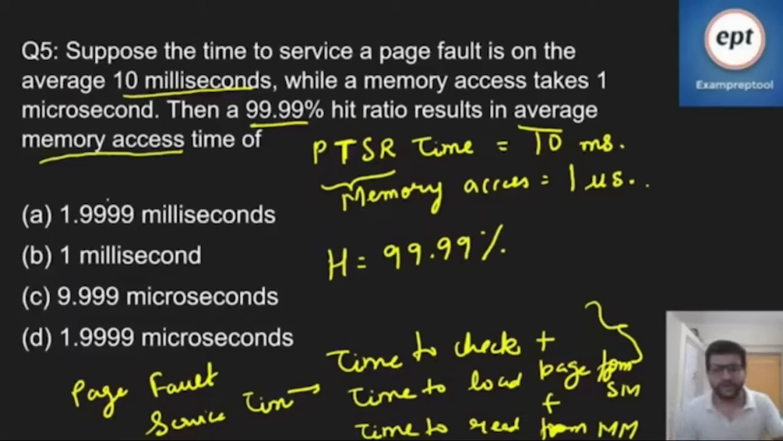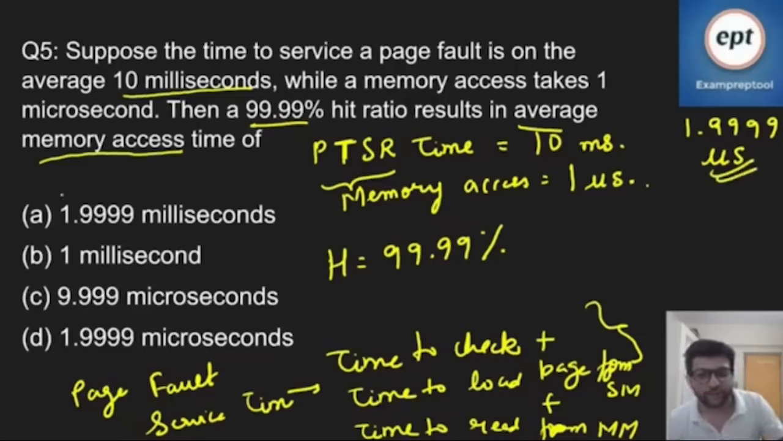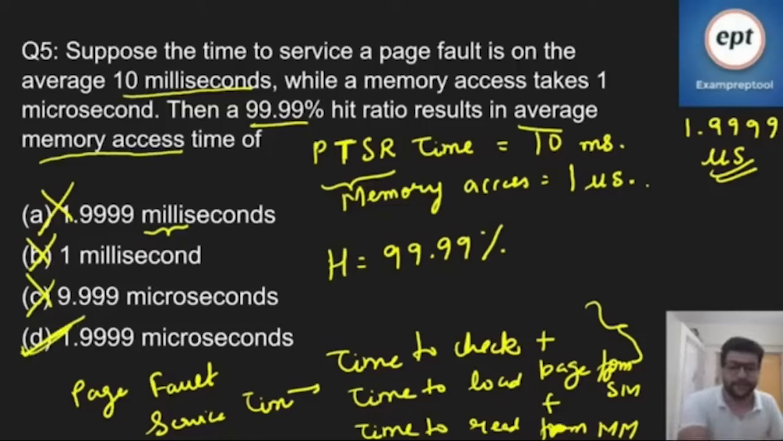If we see the options, option A is saying 1.9999 milliseconds, right? So just be careful. GATE always plays with the options. We have to remember that the unit is microsecond. It was 1.9999 microseconds, right? So option A is wrong because it has been given in milliseconds here. The other one is not correct either, which is 1.99 microseconds. So the answer is option D, right? So we have to be very careful.